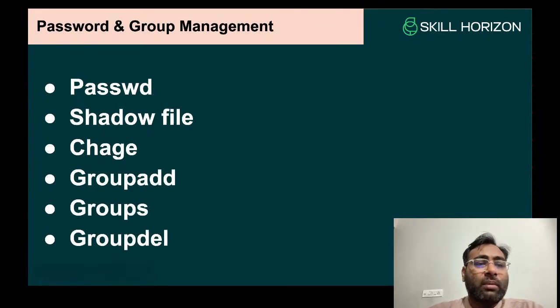Then you have some commands for password and group management. So passwd, you already know the shadow file, which contains the properties of password, like when your password will be expired, when your password will be inactivated, or the warning period, right? So every little piece of information about your password you can check in the shadow file. And then the chage command, then groupadd. So these commands are basically used to modify the group permission.